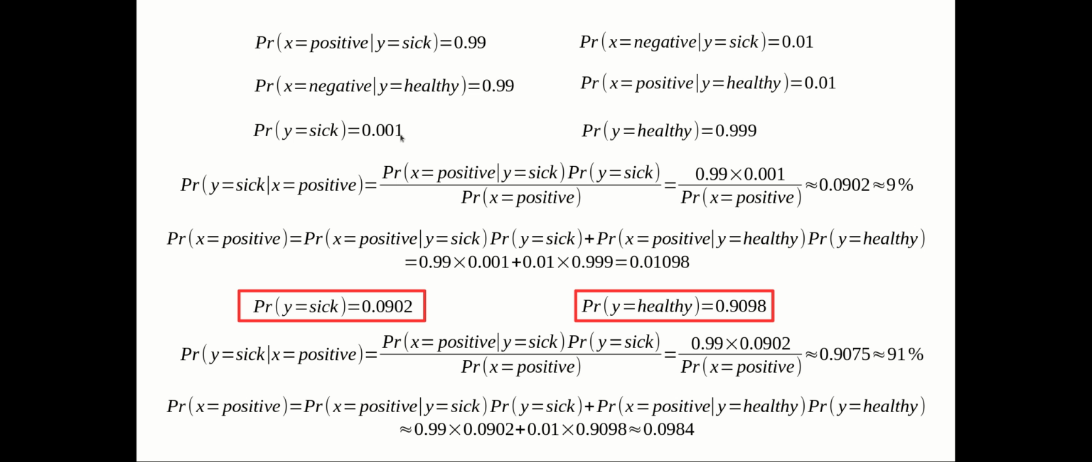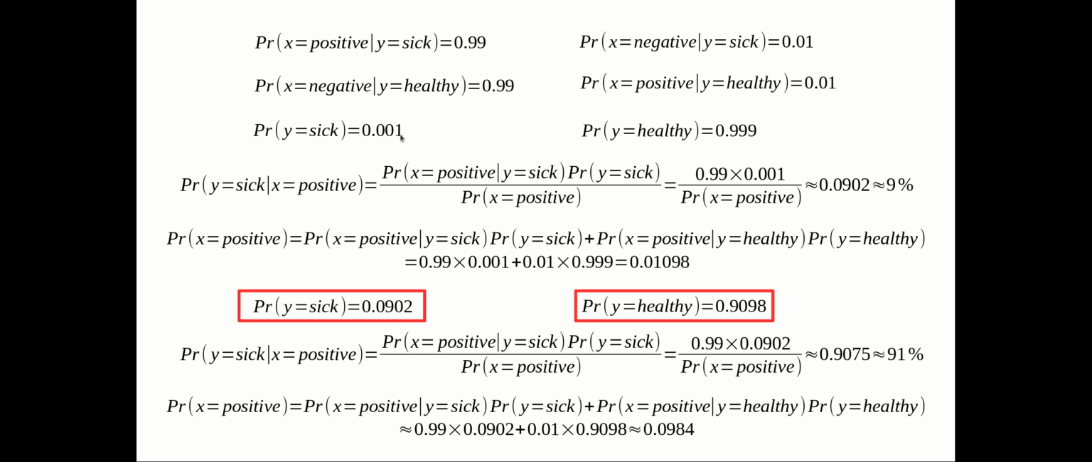And here we have to actually use the equation that we just derived. P(X = positive) equals the sum of P(X = positive | Y) times the marginal of Y, summed over all the different possible values of Y. We only have two hypotheses: one is Y equals sick, and the other is Y equals healthy. So we have to account for both possibilities, right?